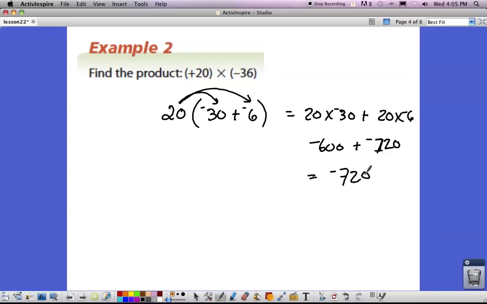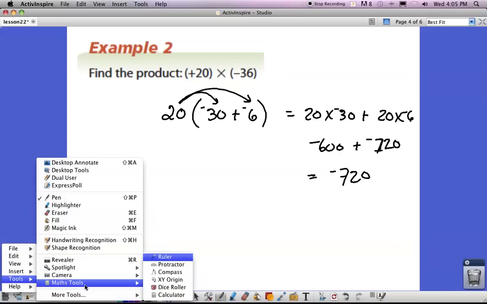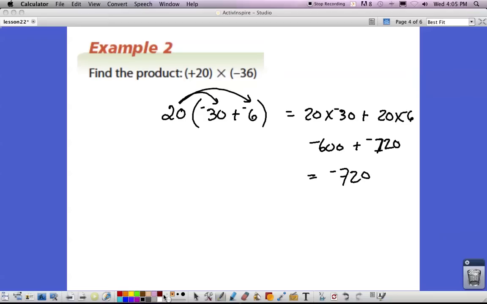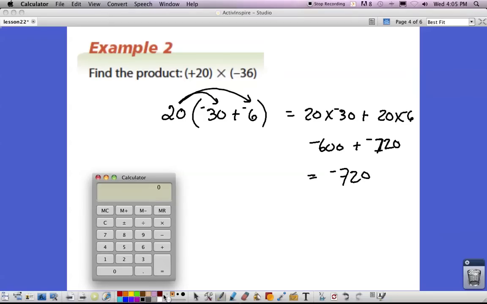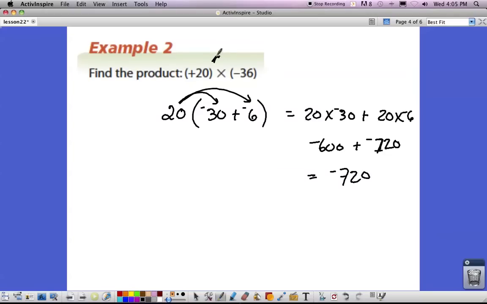And don't forget that you could use a calculator. So I'm going to grab my math tools, grab my calculator. Where's it popping up? So 20 times 36 equals 720. And again, you've got to remember these are different signs, so it's negative. Okay? So, next page.